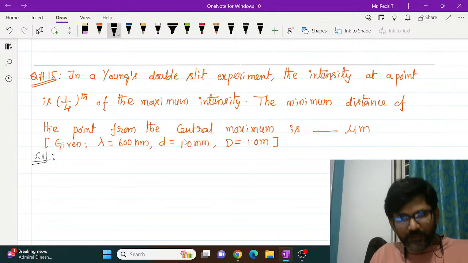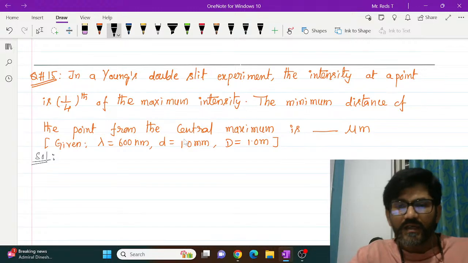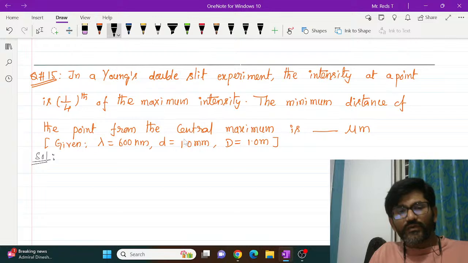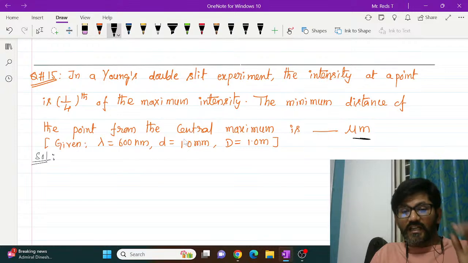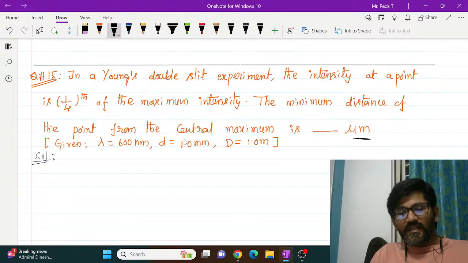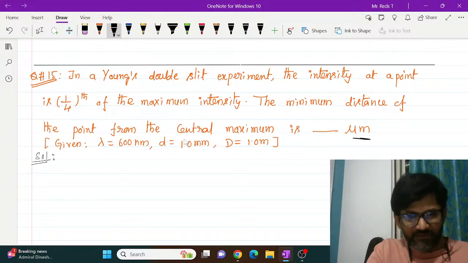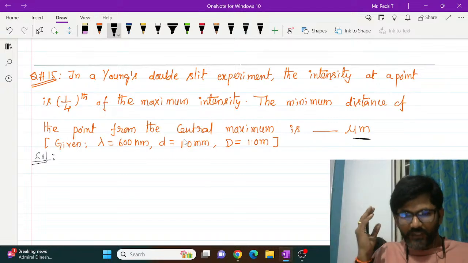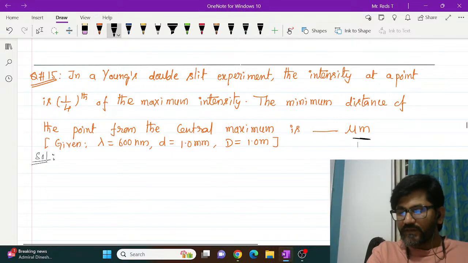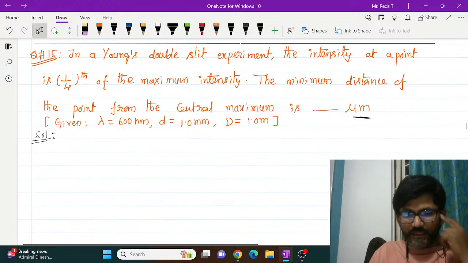In Young's double slit experiment, the intensity at a point is 1/4 of the maximum intensity. Then the maximum distance of the point from the central maximum is dash micrometers. Lambda is given as 600 nanometers, small d is given as 1 millimeter, and capital D is 1 meter. You should remember everything from Young's double slit experiment. If you close your eyes, the entire setup should appear before your eyes. Then only you can do this kind of question very easily.